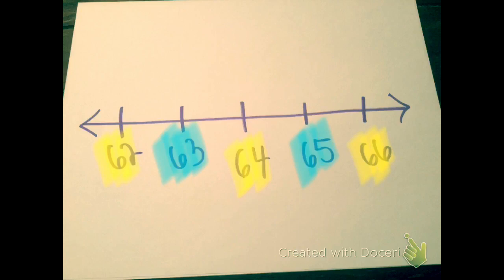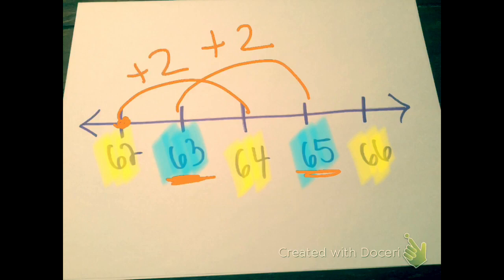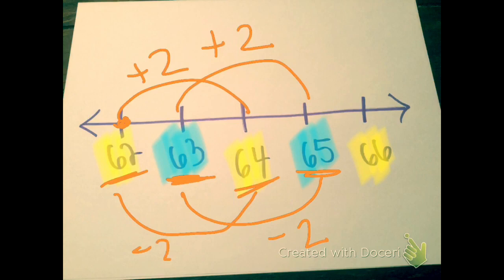Now when I'm increasing or decreasing by 2, I'll be going from odd to odd, or from even to even. So an even number plus 2 gives you an even number, and an odd number plus 2 gives you an odd number, and the same thing is true if you're subtracting. If you take away 2, if you jump 2 places on your number line, you're going to either stay even or you're going to stay odd.